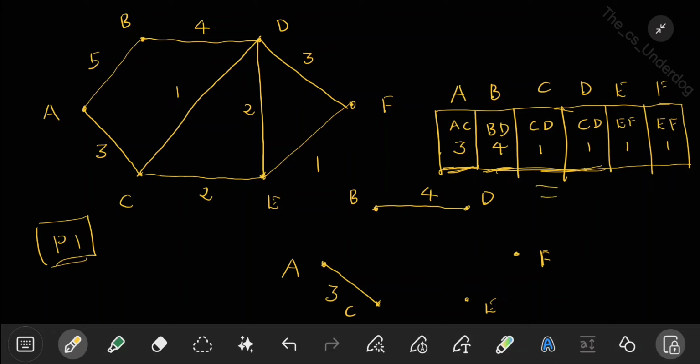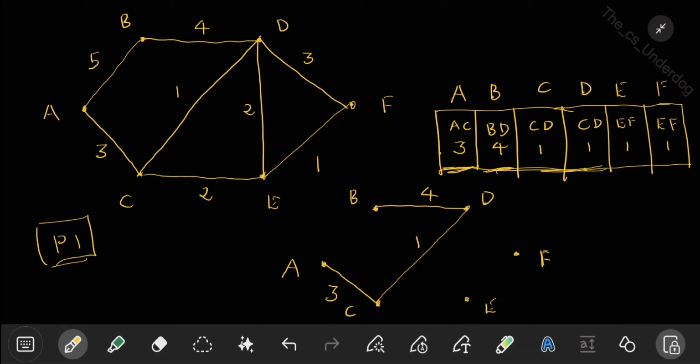Next is CD with value 1, CD with value 1, CD again with value 1. So whenever you see the same edge 2 times, you need to enter only once. Okay. And one more thing, whenever you are adding an edge here or here, you always have to see whether it will form a cycle with the existing MST. So this is a by default check every time, whether you are adding here in this table or into the MST, you have to make this check whether adding this particular edge will form a cycle or not.